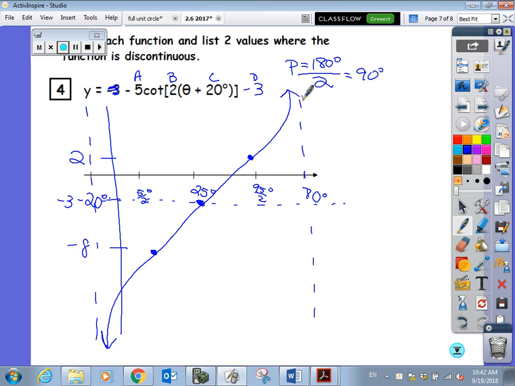Be sure you approach the asymptote and not that y-axis. Approach the asymptote, not the y-axis in this problem. 2 places where we're discontinuous: theta equals negative 20 degrees and 70 degrees. I could say list 3 values where it's discontinuous. Since the period's 90, we'd have another discontinuity plus 90 right here. We could say 160. Or we could subtract 90 over here. It doesn't, but it could say that.